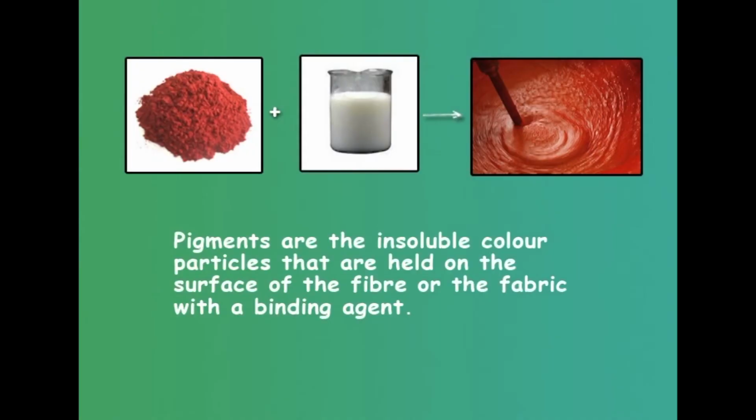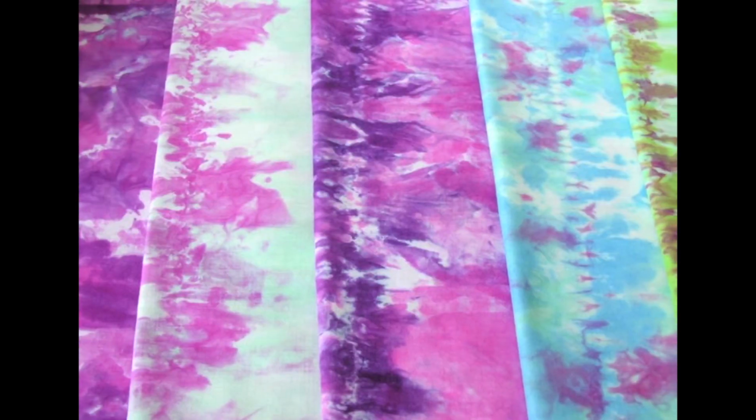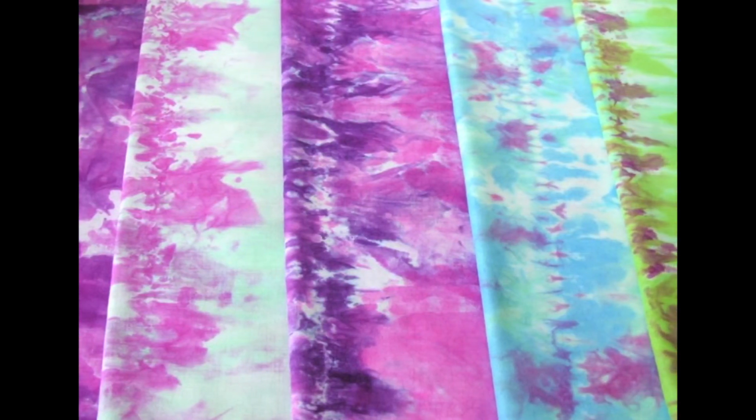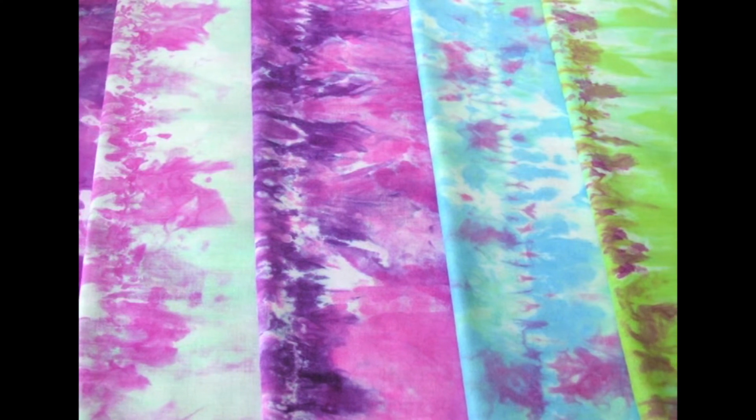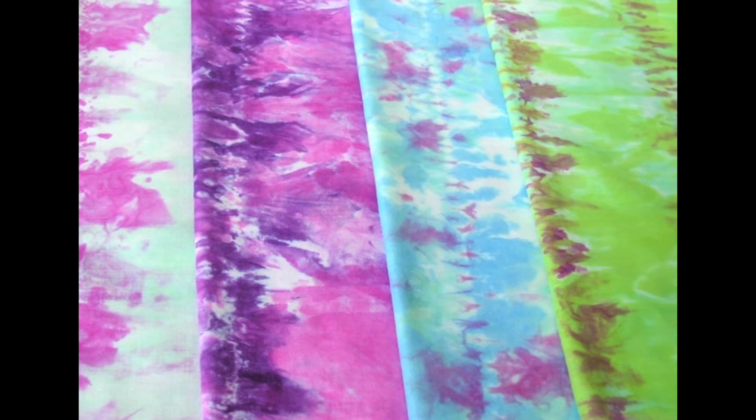Color can be added to textiles by using dyes or pigments. Pigments are insoluble color particles that are held on the surface of the fiber or the fabric with a binding agent. A dye is an organic compound responsible for giving color to the fabrics. To define, a dye is a compound that can be fixed on a surface in a more or less permanent way, and that evokes the visual sensation of a specific color. Dye molecules are colored because they are able to absorb or reflect certain light rays, so that the visual sensation of that specific color on the surface is produced.